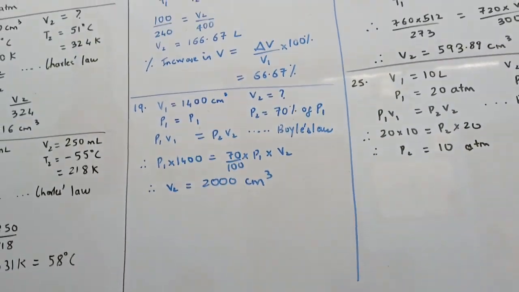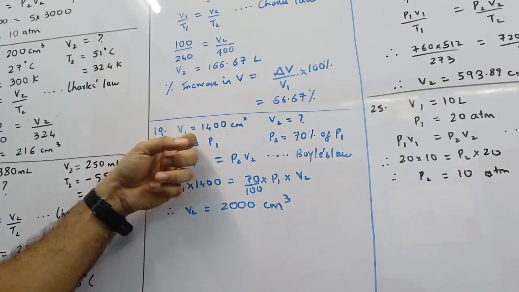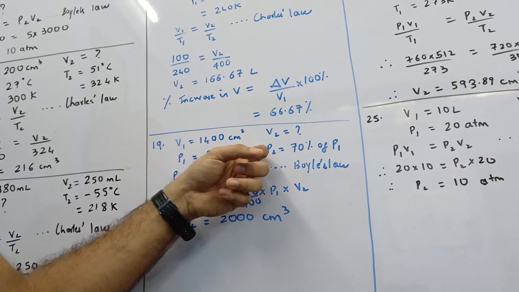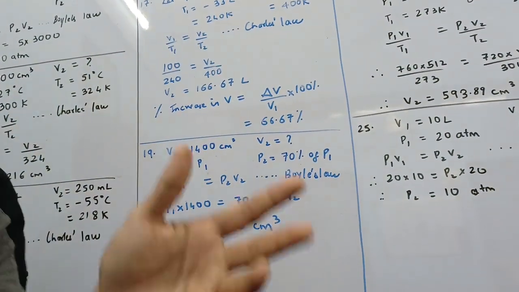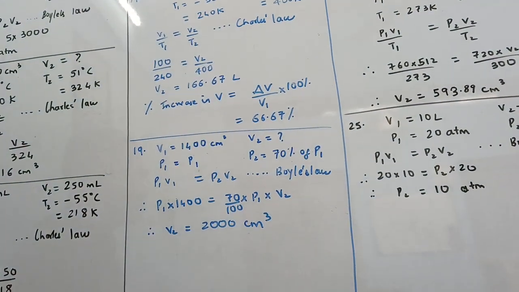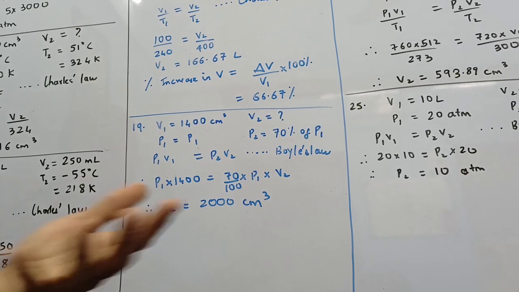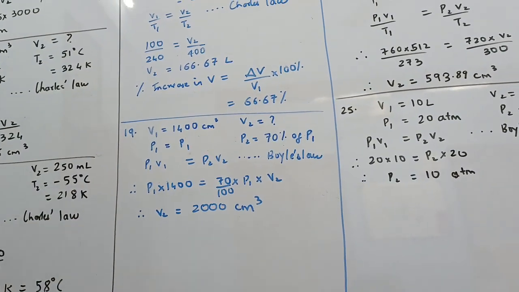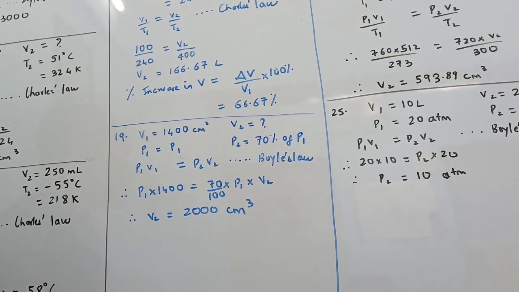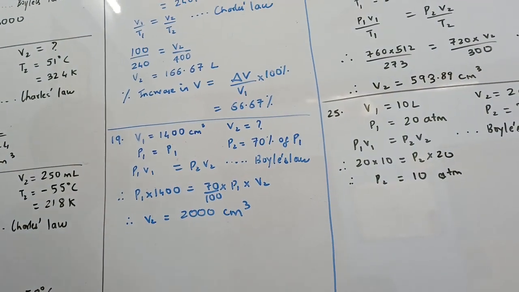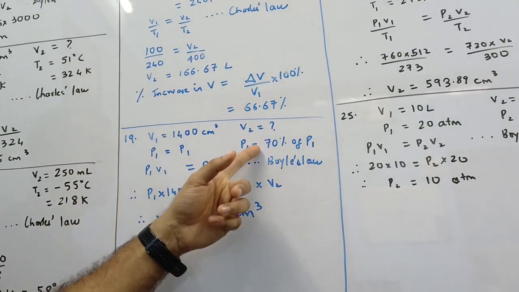So one method is write the data, volume is given 1400, pressure is given as 1200 mm Hg. Pressure is decreased by 30%, so you can calculate that 1200 minus 30% of 1200, but I'm not going to do all that. When they say decrease by 30%, it means 70% of the P1. If they would have said increase by 30%, it would be 130% of P1. If they say decreased to 30%, then it is 30% of P1. So I'm just going to directly write 70% of P1.